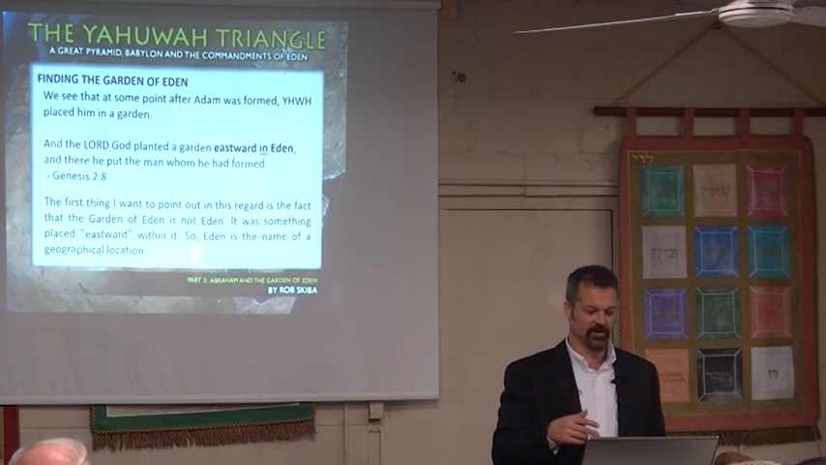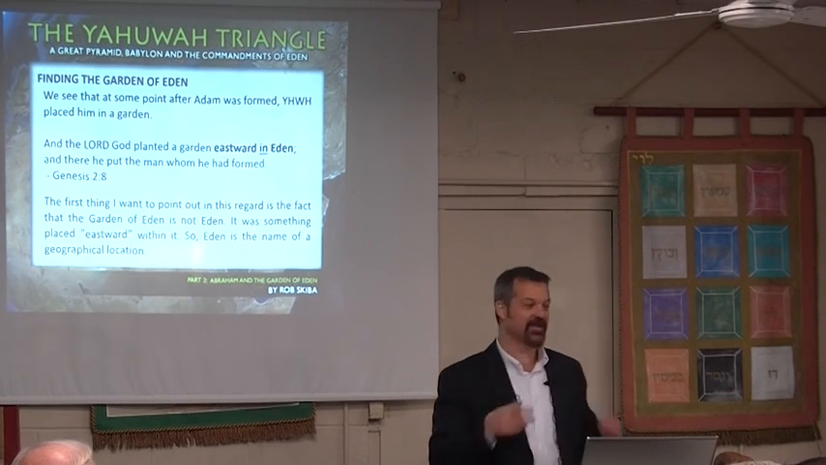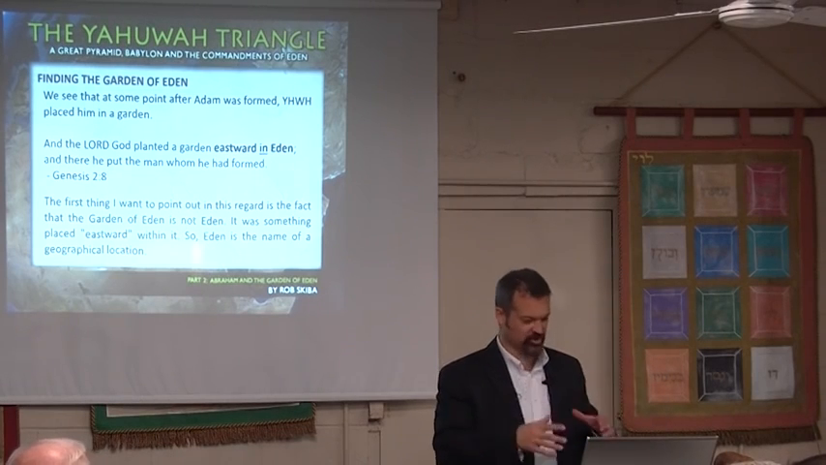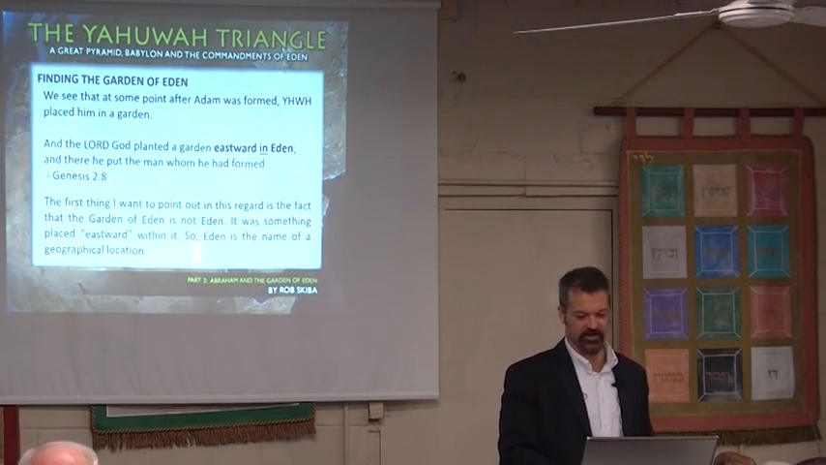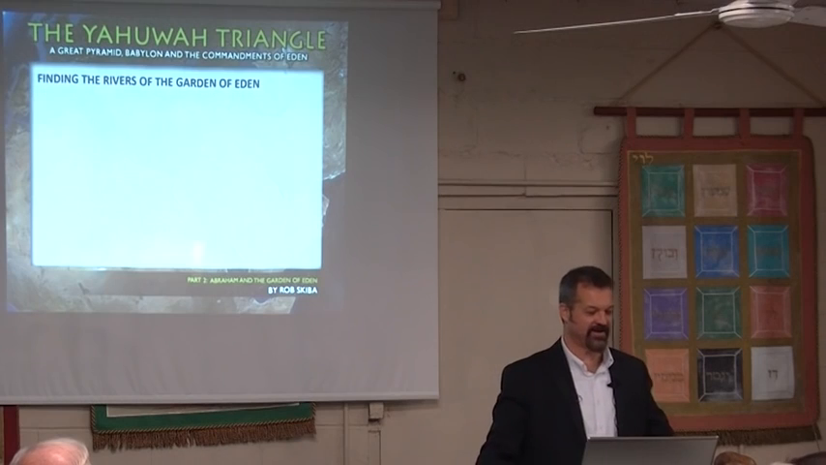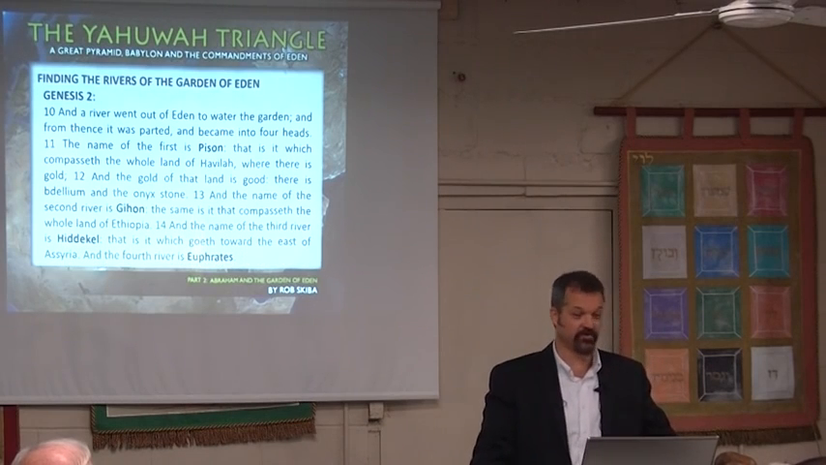So Eden, a lot of people, we say the Garden of Eden, they think that is Eden. No, it's a structure or a garden that is placed within the place called Eden. A lot of people, when they try to find Eden, will naturally go to the rivers. They'll try to look up the various rivers and see if they can figure out where the Garden of Eden was.